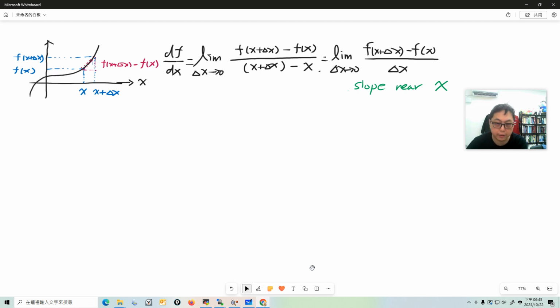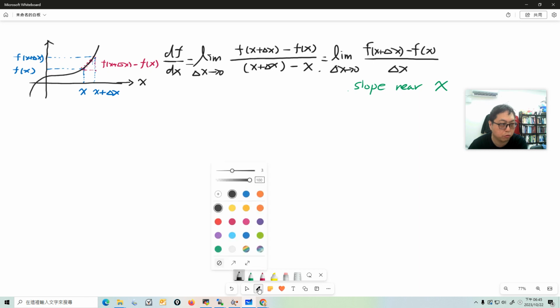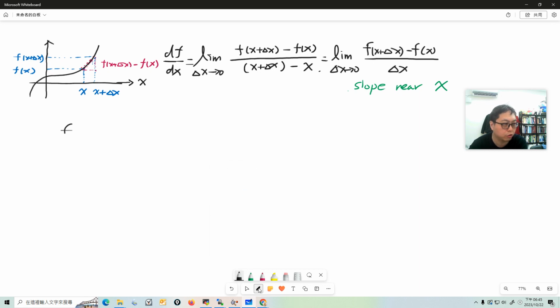What is the product rule? Let me write this down. Suppose we have two functions, f and g, multiplied together, and they are both functions of x. No matter f or g, they are both functions of x, and we want to take the derivative of their product with respect to x.